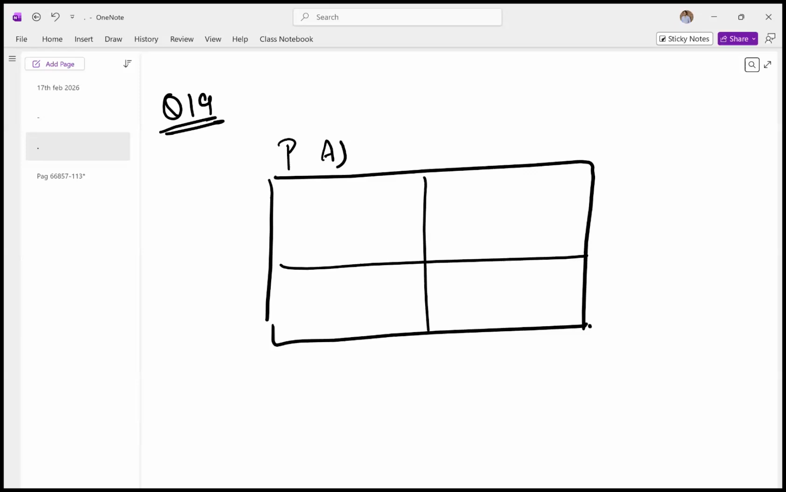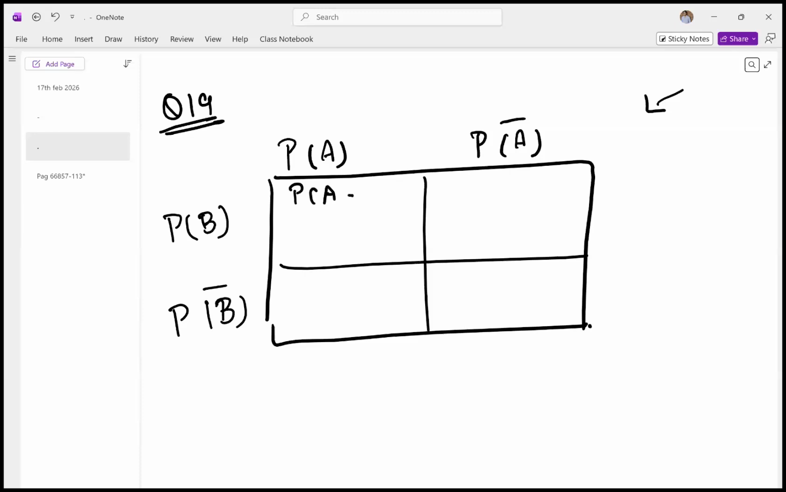This is probability A, and this is P A bar, and this is P B, and this is P B bar. So majority of the times you will have two events. In some cases you will have three events also, like in question number 21 on page 260. Once you understand this two-way table, solving these questions becomes super easy. That's why I'm using the two-way table. So this is P A and B, this is P A and B bar, this is P A bar and B, and this is P A bar and B bar.